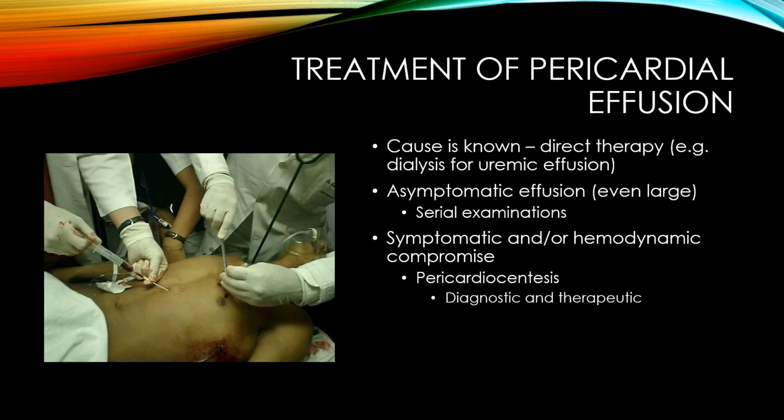So the treatment for pericardial effusion, if the cause is known, obviously you're going to treat the underlying cause. So, for example, dialysis for uremic effusion, treat the hypothyroidism or the congestive heart failure, and so on. If the effusion is asymptomatic, and even if it's very large, just serial examinations, follow up with the patient, right? You're basically monitoring to make sure there's no hemodynamic compromise, and in some cases it may even resorb on its own. If there are symptoms and/or hemodynamic compromise, then that is an indication for pericardiocentesis.